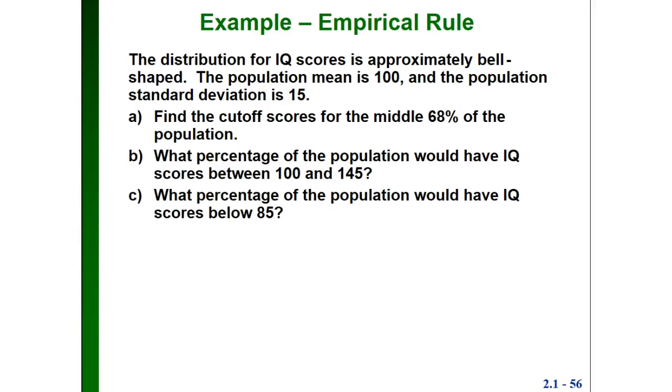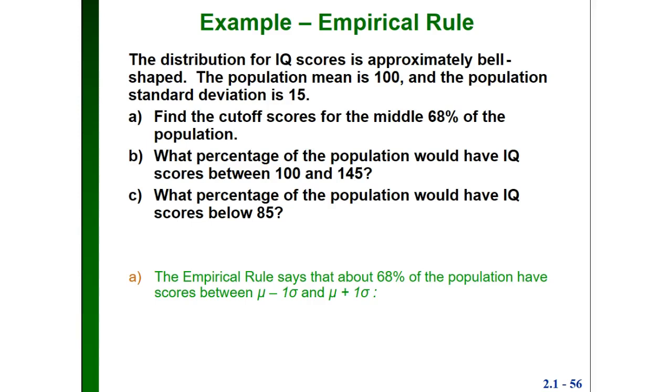Here's an example for the empirical rule. So this is looking at IQ scores, which are approximately bell-shaped. The population mean for IQ scores is 100 and the standard deviation is 15. So let's say that we wanted to find the cutoff scores for the middle 68% of the population. So the middle 68% of IQ scores. Well, 68% was what was within one standard deviation of the mean. So we would just have to go one standard deviation below the mean and one standard deviation above the mean, and that would give us our two cutoff scores.